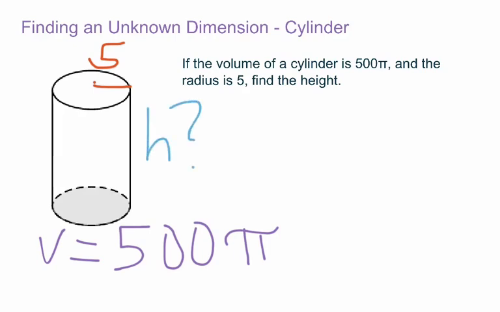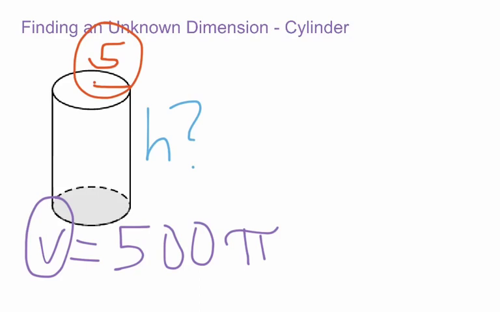Okay, it's important to acknowledge what we have. I know my V, and I have my R. So all we really need to do is plug all the stuff we know into the formula and work backwards to solve that equation. So that's going to look something like this. I know the formula for volume of a cylinder is V is equal to pi times R squared times the height.